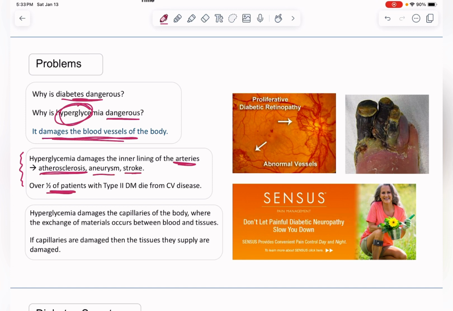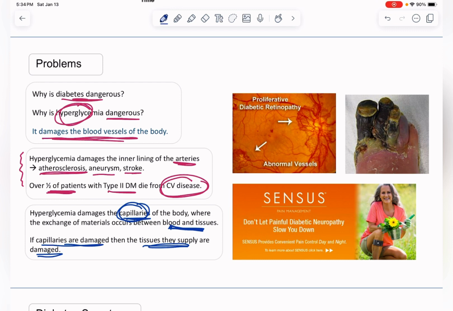Over half of the patients with type 2 diabetes die from some cardiovascular disease related to the damage of these blood vessels. Hyperglycemia also damages the smallest blood vessels in the body. It damages the capillaries of the body, and the capillaries are where the exchange of materials occurs between the blood and the tissues. So if you're damaging the capillaries, then you're unable to exchange material between the blood and the tissues it's trying to serve. The bottom line is, if the capillaries are damaged, then the tissues they supply are going to be damaged.